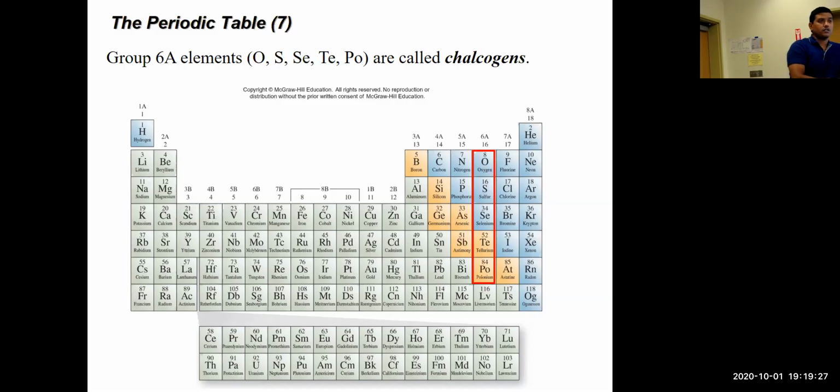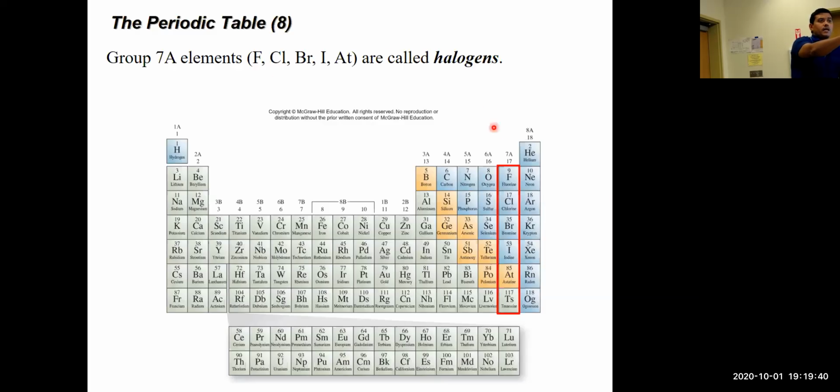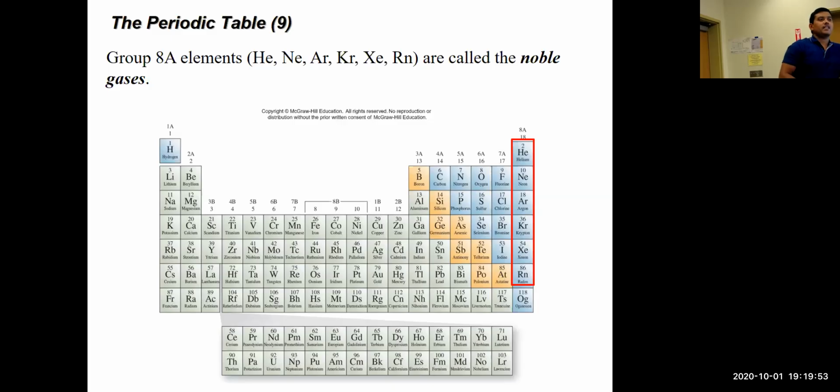Group 6A is popularly known as the chalcogens. It contains oxygen, sulfur, selenium, tellurium, and polonium, and there are more as well. Group 7 elements are referred to as halogens, and they contain fluorine, chlorine, bromine, iodine, astatine, and tennessine. I don't use that word much. Group 8 elements are referred to as noble gases. They are helium, neon, argon, krypton, xenon, radon, and oganesson.